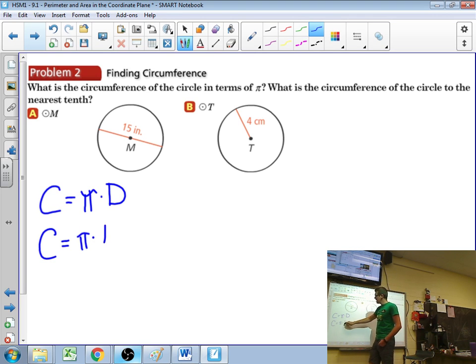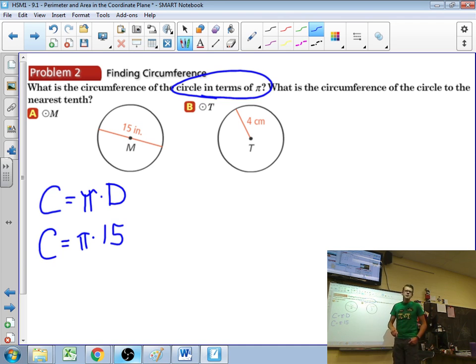So I have my diameter here, so I can use this formula. Now here's the most important part of this question. What does it mean to be in terms of pi? Any of you guys know? Those of you who are here in person? Yeah, I think that it means that you do not convert pi to 3.14 and you leave it at pi. You leave pi exactly how it is, which makes my job really easy.